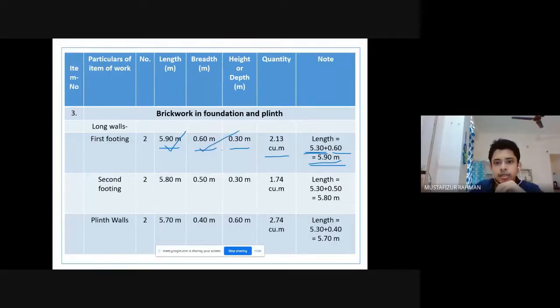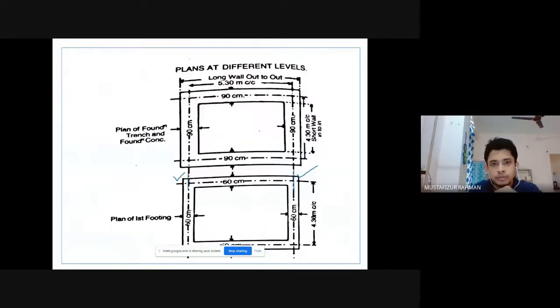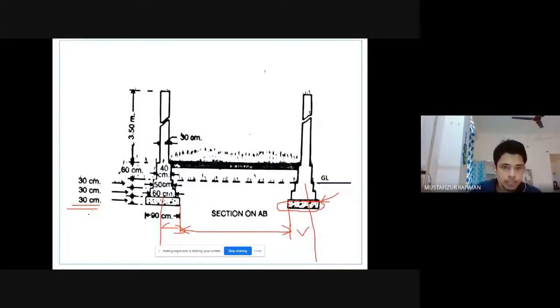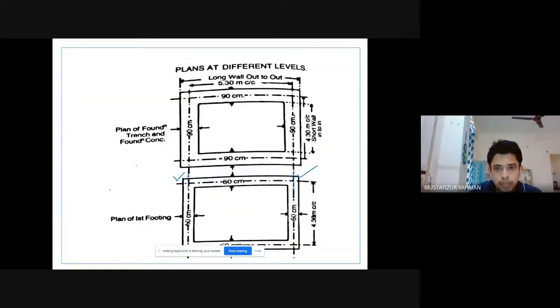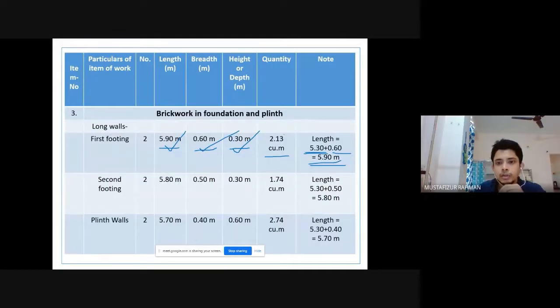Then breadth is 60 centimeter. Then height we have to find out from the sectional elevation. This is given here, 30 centimeter. So we'll go back here. Height is 30 centimeter. Then we multiply and get the volume of work in the first footing. Then in the second footing, similarly, 5.3 meter is the center to center length. Thickness is 0.5 meter. Therefore, we are adding half on one side, half on the other side. In total 0.5 meter we are adding. We are getting 5.8 meter. This is the length, this is the thickness, this is the height multiplied, and this is the volume of work.